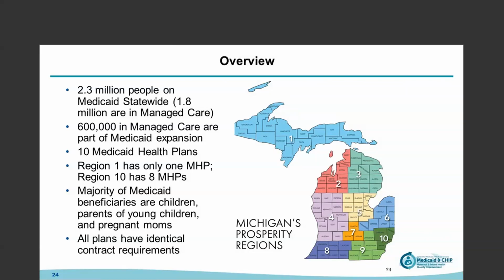There's quite a variation in regional service area across our health plans. Region 1, the Upper Peninsula, has 1 Medicaid health plan, whereas in Region 10, there will soon be all 9 health plans. And all health plans in our state have the exact same contract requirements. Next slide.